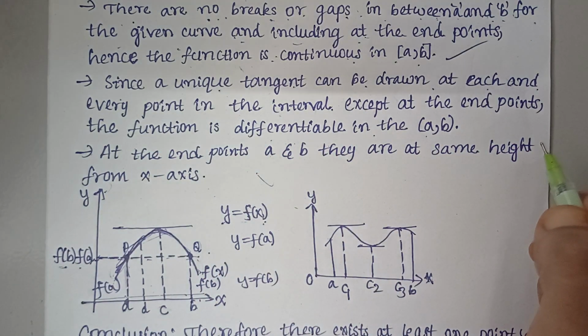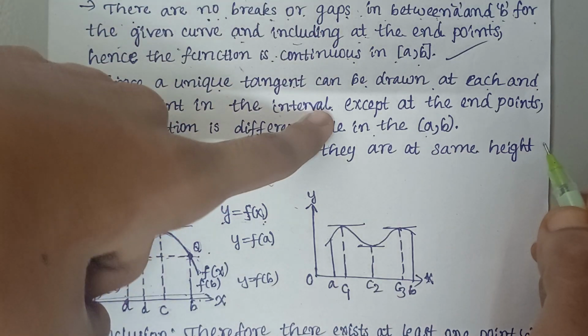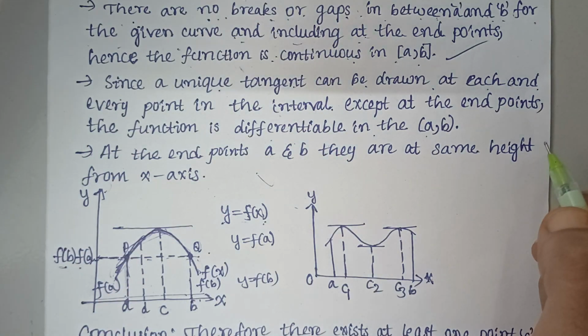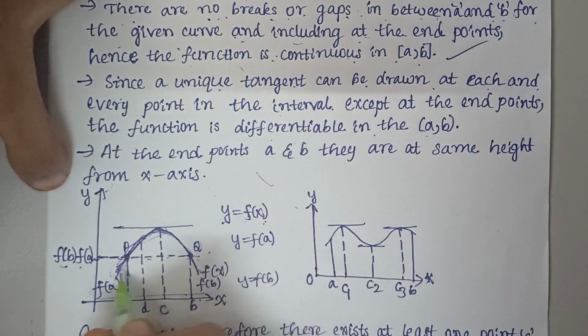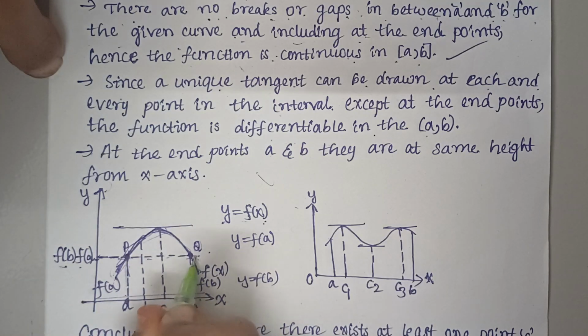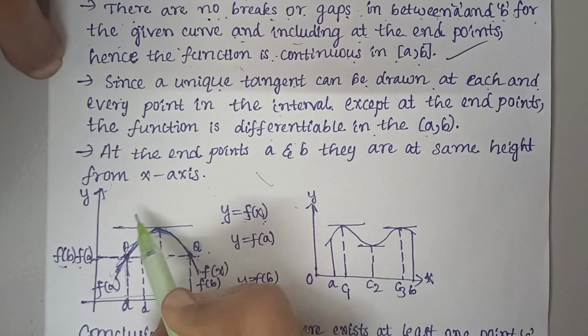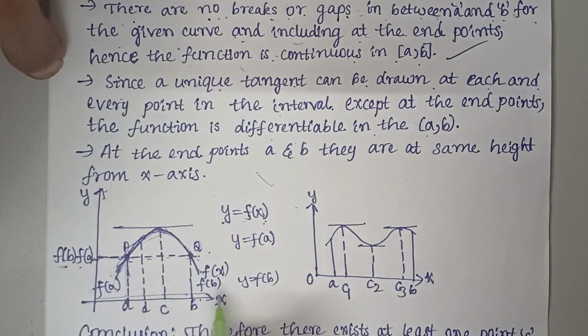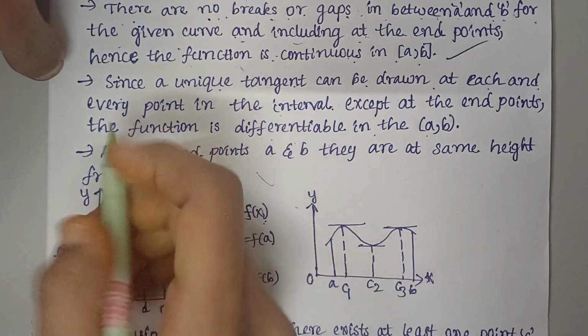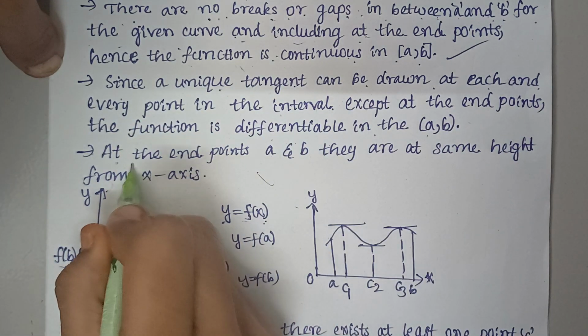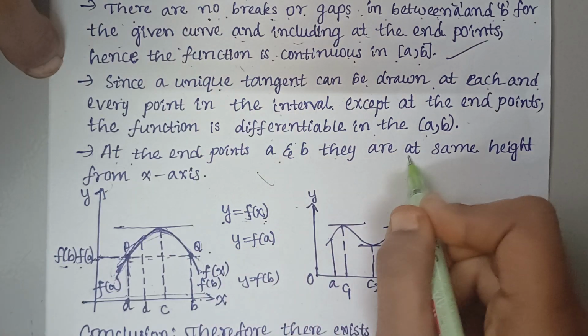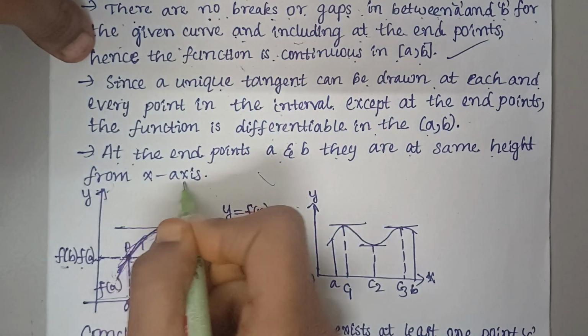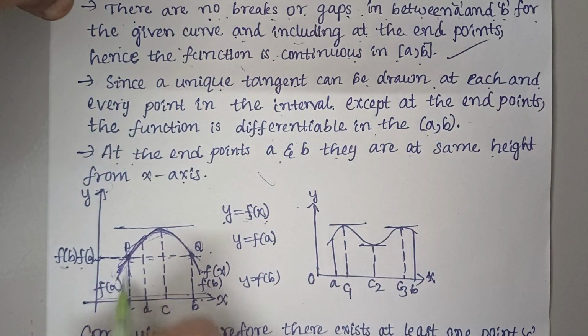What does this actually mean, you will be knowing in the next few seconds. And now see, at whatever point you may see in between a and b, you can draw a unique tangent, but at the endpoints you cannot draw. I'll explain the reason for it. And now coming to this third point, at the endpoints a and b, they are at the same height from the x-axis. This is what we have seen.